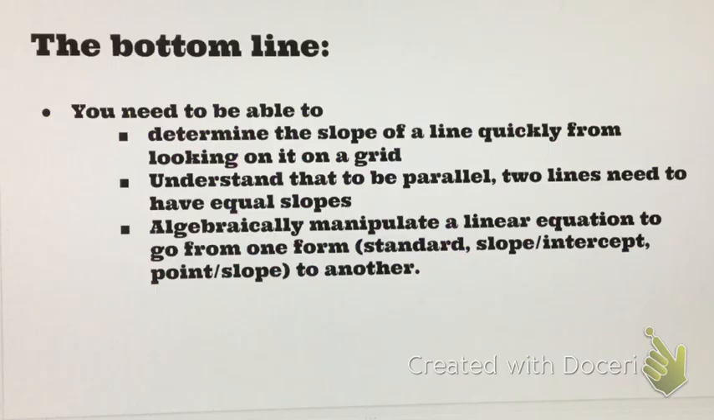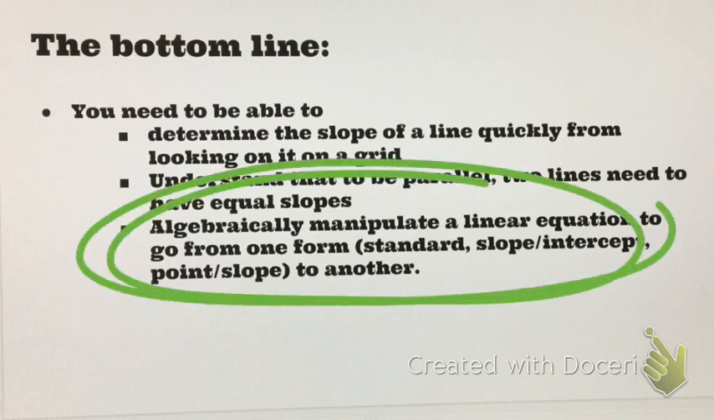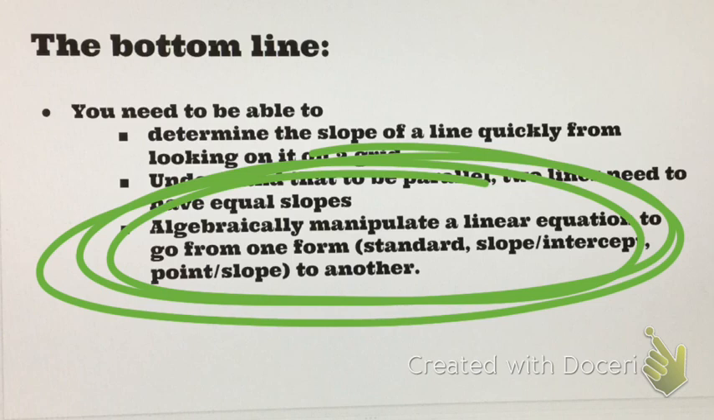On that note, the bottom line here before we get out: you need to be able to determine the slope of a line quickly from looking at it on the grid, or just using a quick change in y, change in x. That's all that is. Understand that to be parallel, 2 lines need to have equal slopes. Done. And here's the big one. You need to be able to algebraically manipulate a linear equation to go from standard form, slope-intercept form, and point-slope form. So you got to do some algebra there, folks. That's going to be needed along the way.